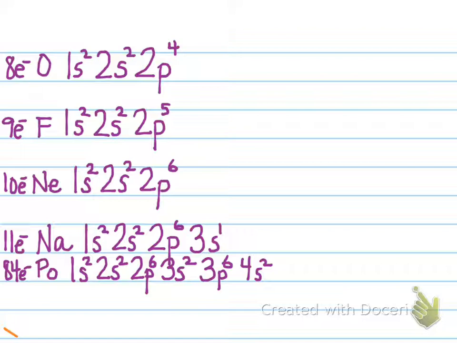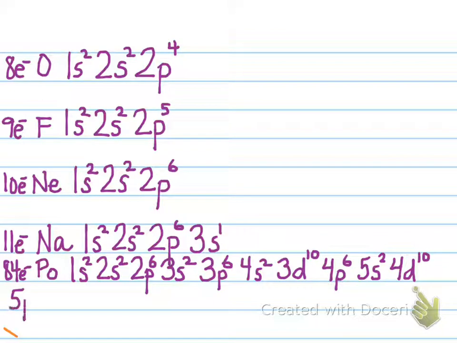Next I come to my Ds, but remember my Ds are 1 behind, so if I'm in the 4th period, these are going to be 3 Ds, and they can hold 10 electrons total, which takes me to zinc. Next I come to my 4Ps, and again 6, which takes me to krypton. Next I come to my 5s, 2, which takes me to strontium, 4d10, which takes me to cadmium, 5p6, which takes me to xenon.